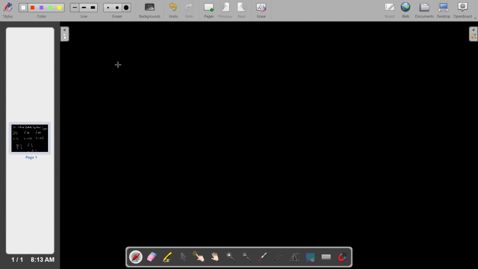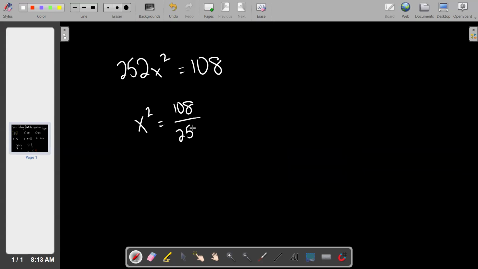So I have 252 x squareds equal to 108. And I'm going to go ahead and just do what I do. The first step, I'm like a robot. I'm just going to divide both sides by 252. So I'm going to say x squared equals 108 over 252. And I would turn it over to you at this point and ask for your input. What should/could we do?